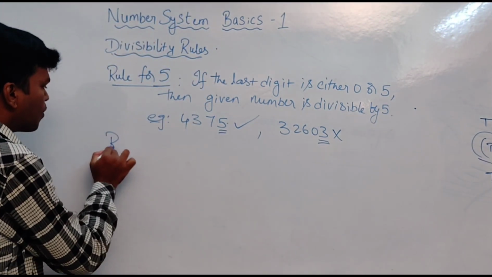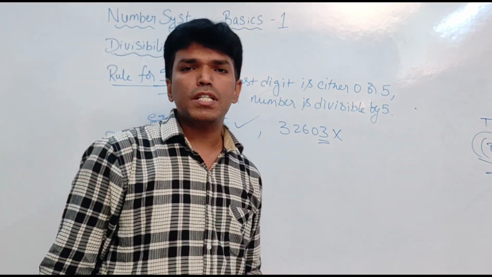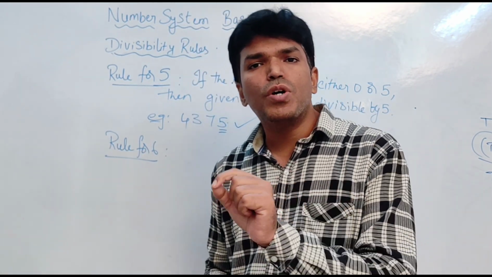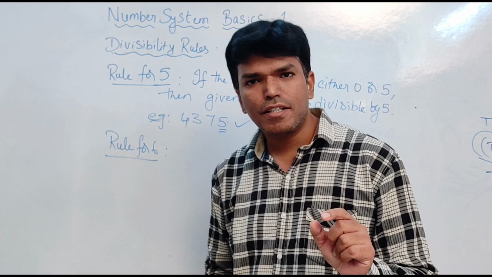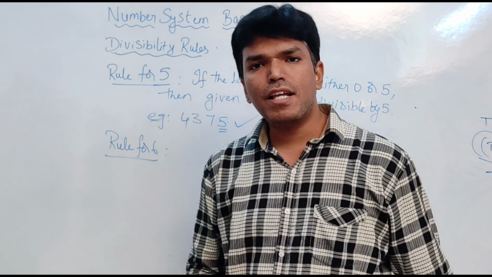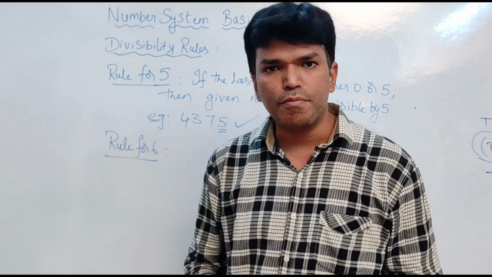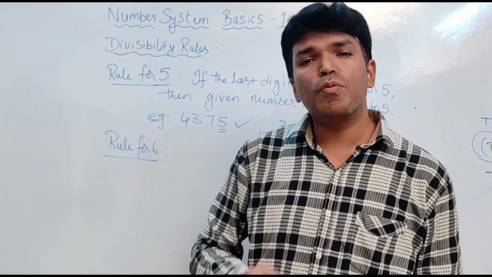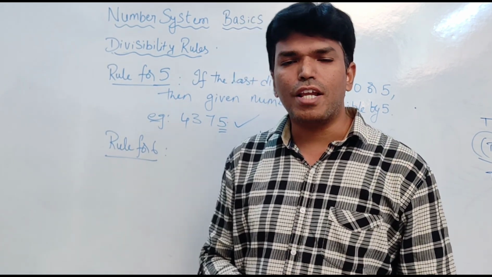So, what is the next rule? Rule for 6. What is the divisibility rule for 6? The divisibility rule for 6 is very simple. If a number satisfies the divisibility rules of 2 and 3, then that number is divisible by 6. I repeat, if a number is divisible by both 2 and 3, then the given number is divisible by 6. That means we have to check both the rules of 2 and 3 here, right? Because 6 is a product of two prime numbers, 2 and 3. That's why we are checking both the divisibility rules, 2 as well as 3, for that number.